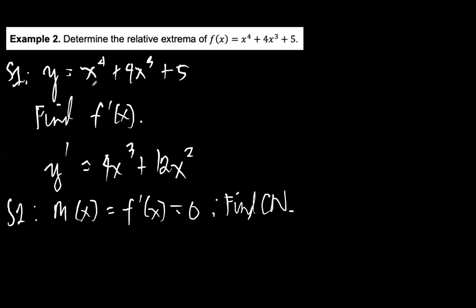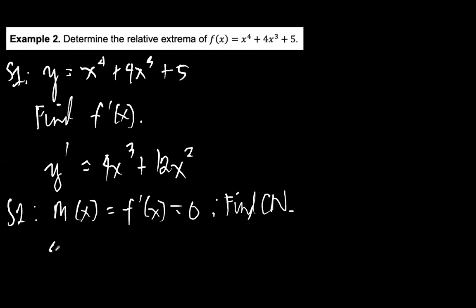Okay, so ulitin ko lang class for the sake of recording. In example number 2, determine the relative extrema of the function f. The first thing to do is to find the first derivative, or differentiate the given function. After differentiating, we go to step number 2, which is to equate the first derivative to 0 and find the values of x that satisfy the given condition.